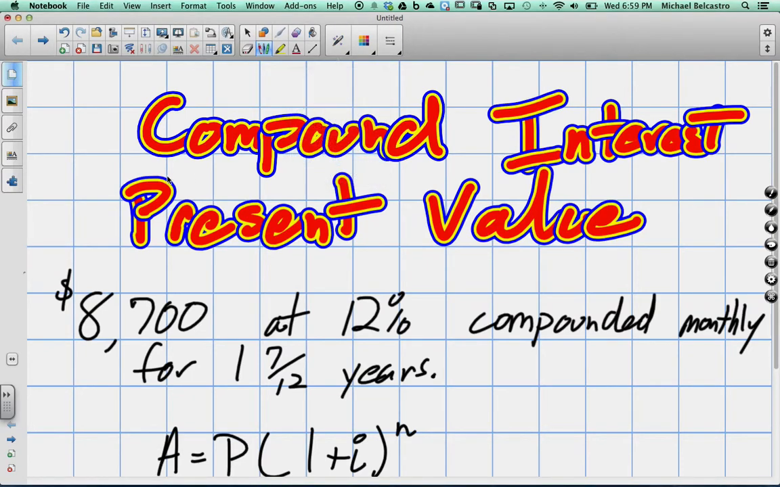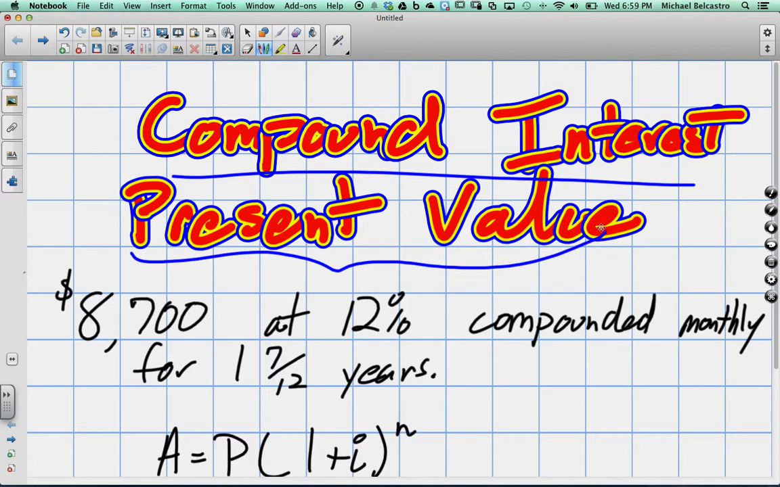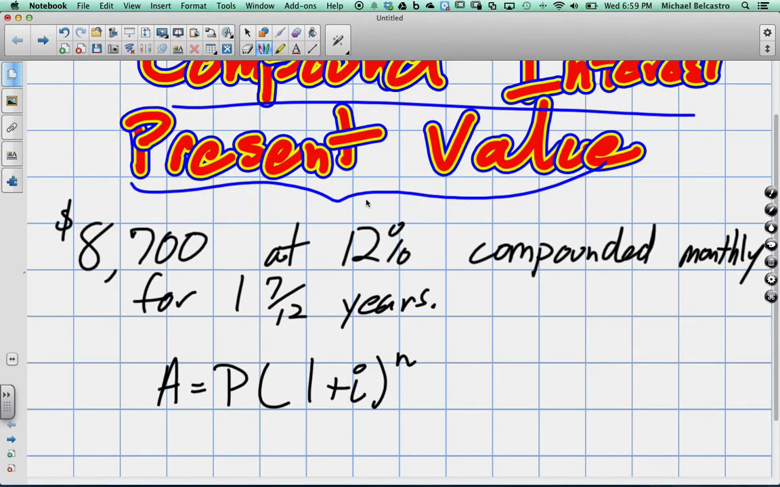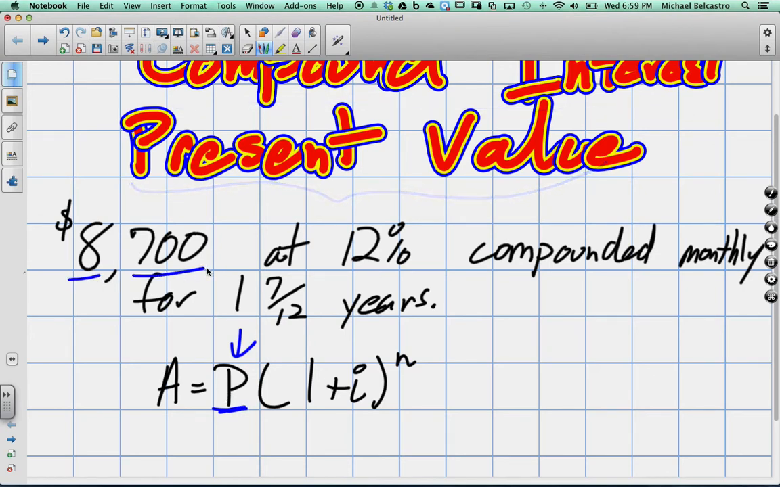Okay, so we're going to look at compound interest, but specifically the present value. What they mean by the present value is you're essentially going to find the principal in this formula. They've given us some information, $8,700, and this is actually referring to the amount we'll have in the future. And the future amount is our amount at the end, A.